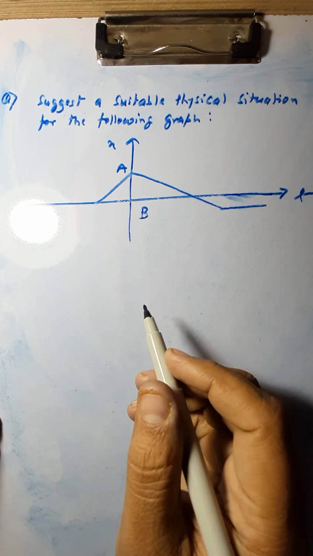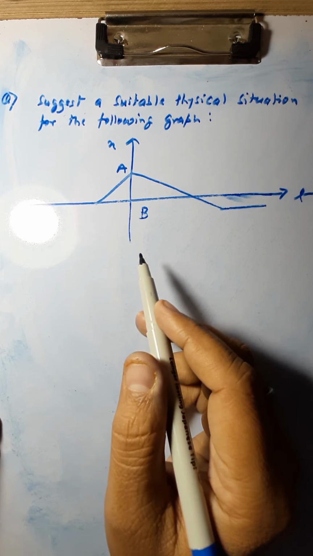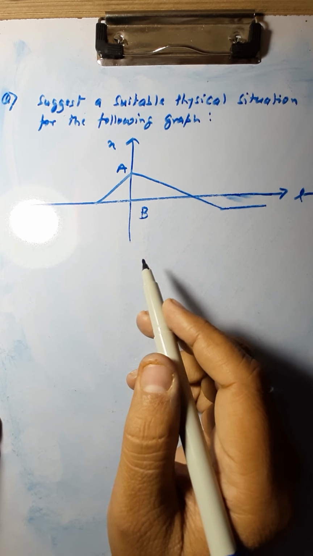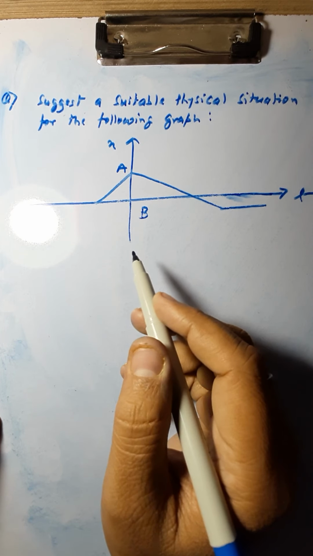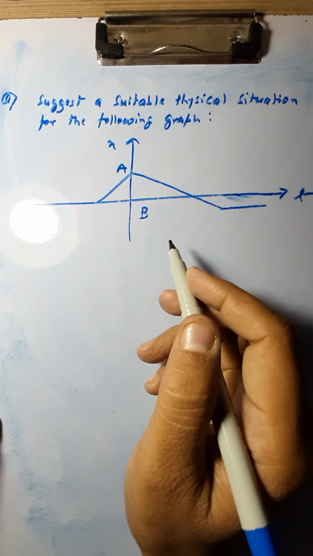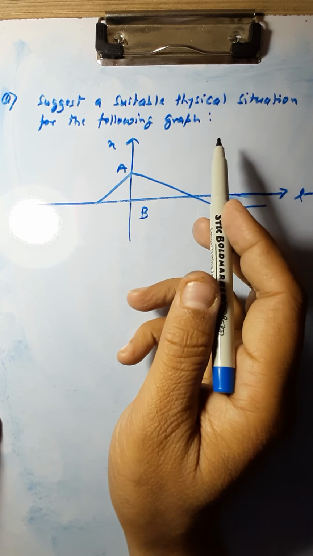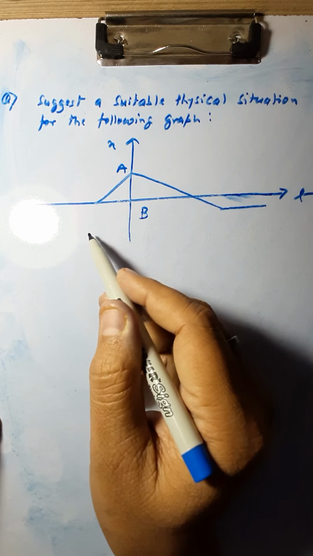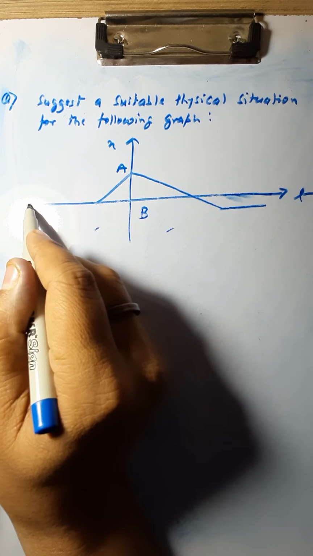So guys, we would be discussing another problem from position time graph from NCERT book. The question is, suggest a suitable physical situation for the following graph. So clearly this graph is an x-t plot. This is the graph.